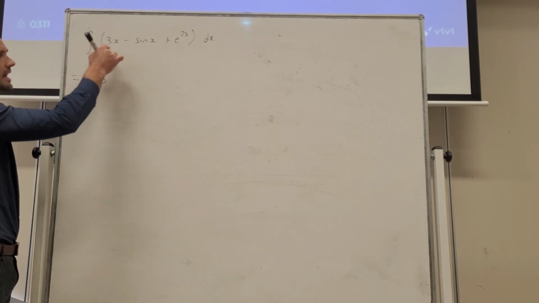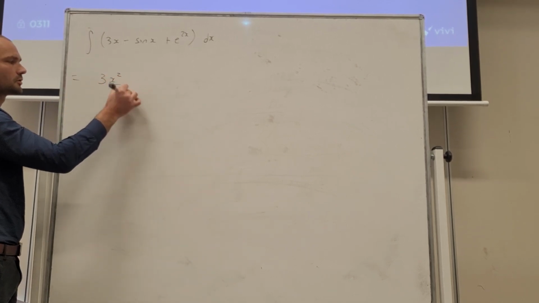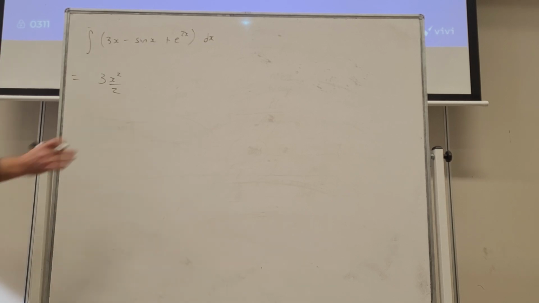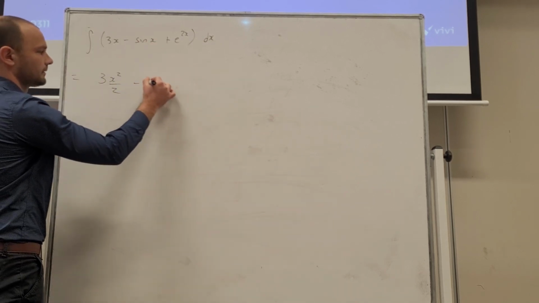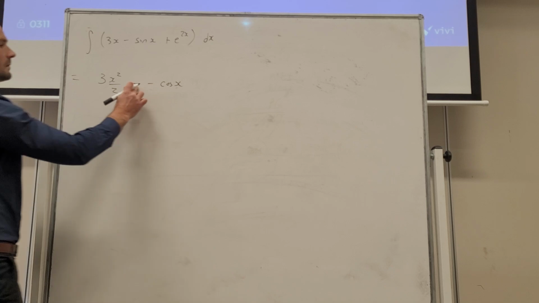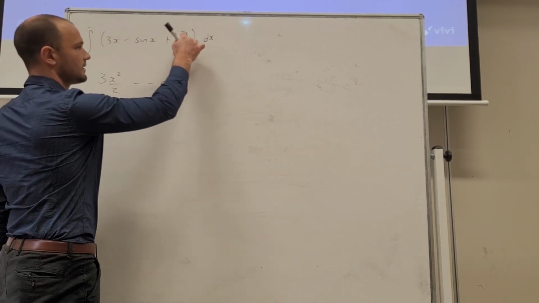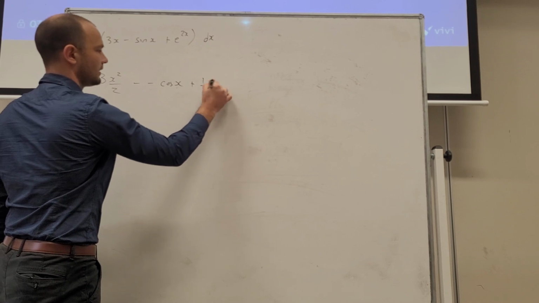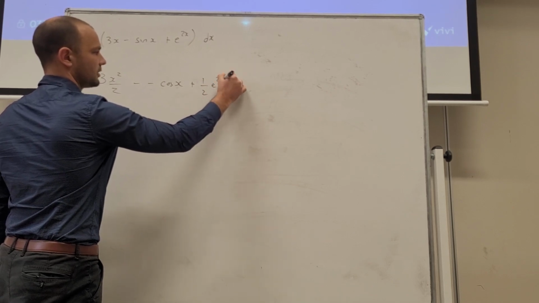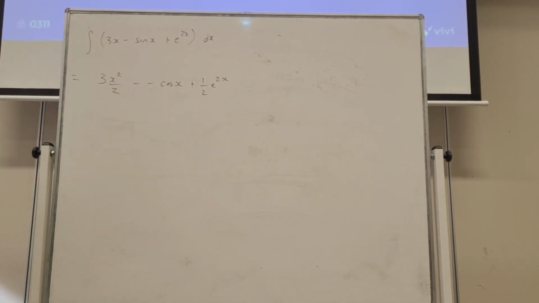So the 3 is going to hang out. The integral of x is x squared on 2. The integral of sine x is negative cos x. All right, and the integral of e to the ax is 1 on a e to the ax, so 1 on 2 e to the 2x, and then plus c.